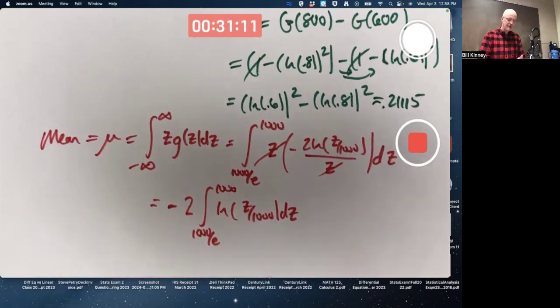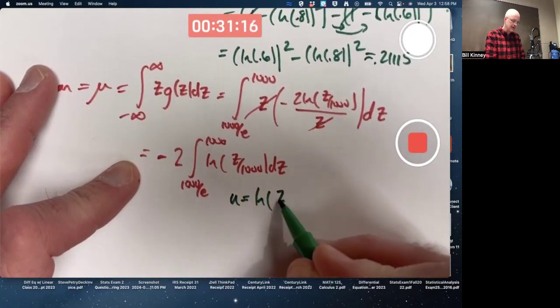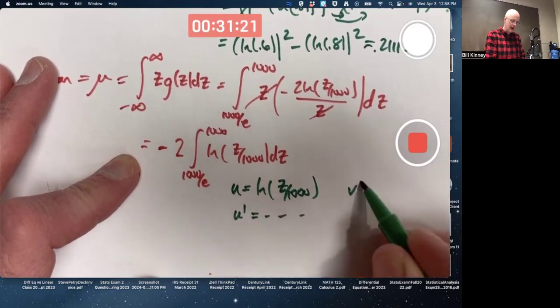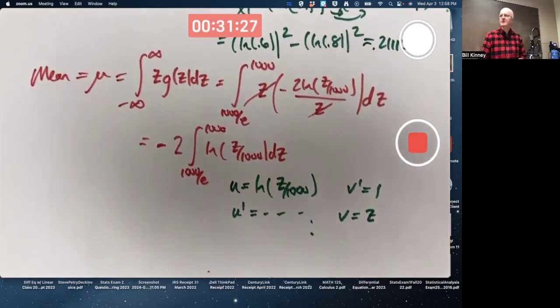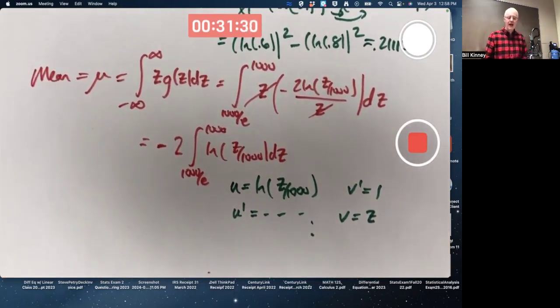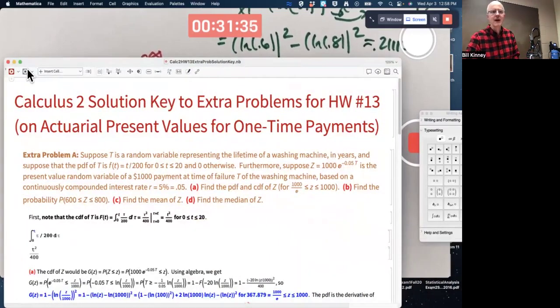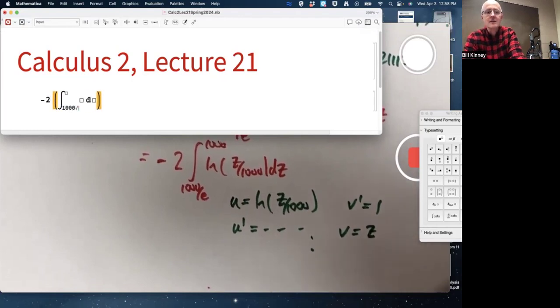This integral can be done by hand. You can use parts. Let u equal Z over 1,000. Find u prime. V prime is 1. V would be Z. And then use integration by parts to do that. It's doable. For sake of time, let's just use Mathematica here. Negative 2 times the integral from 1,000 over e, type it in as a capital E, to 1,000. ln is log in Mathematica.